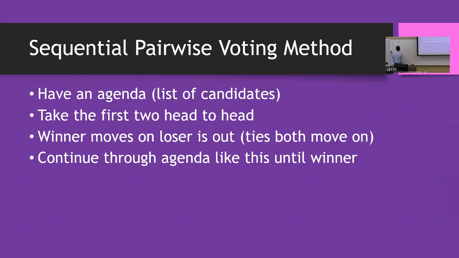All right, so counting points is probably the most straightforward way of dealing with ranking, but there are other methods using ranking as well. One of those is what we call sequential pairwise voting. With sequential pairwise voting, we're going to start with an agenda. An agenda is just a list of our candidates in some order.